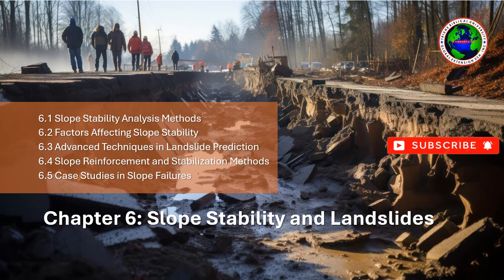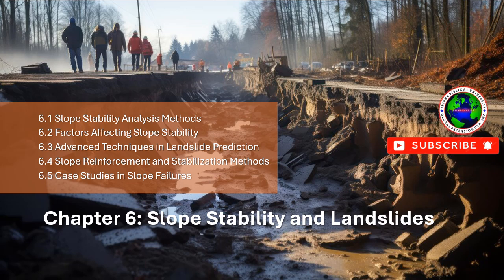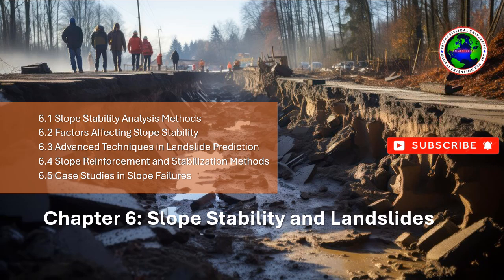Satellite imagery. High-resolution satellite imagery can be used to map slopes, detect changes in vegetation, soil moisture, and surface displacement, and identify potential landslide-prone areas. Satellite-based radar, e.g., synthetic aperture radar or SAR, can detect ground movements over large areas and is particularly useful for monitoring landslides in remote regions.